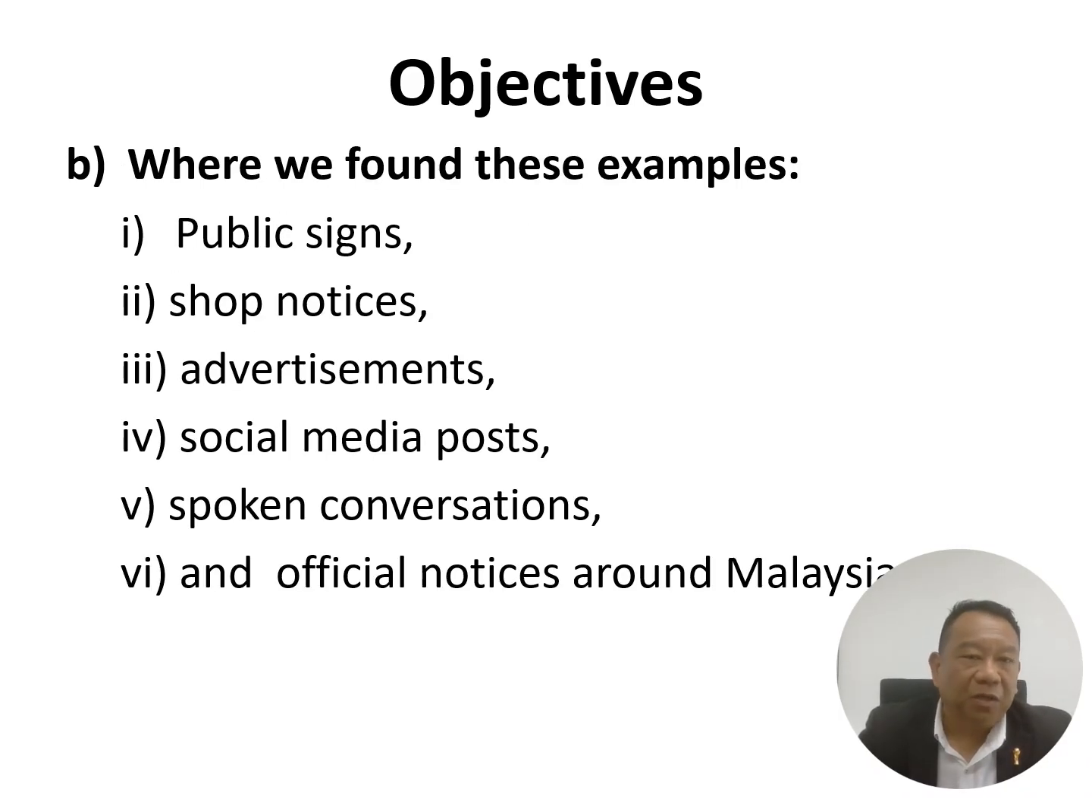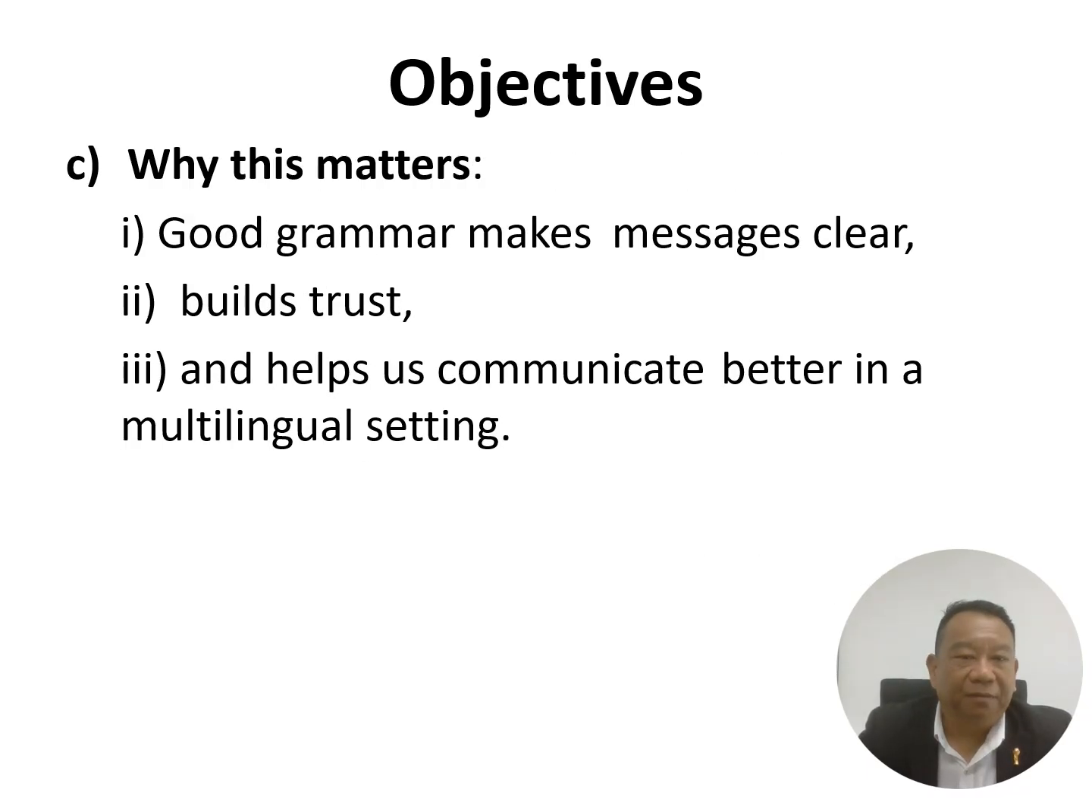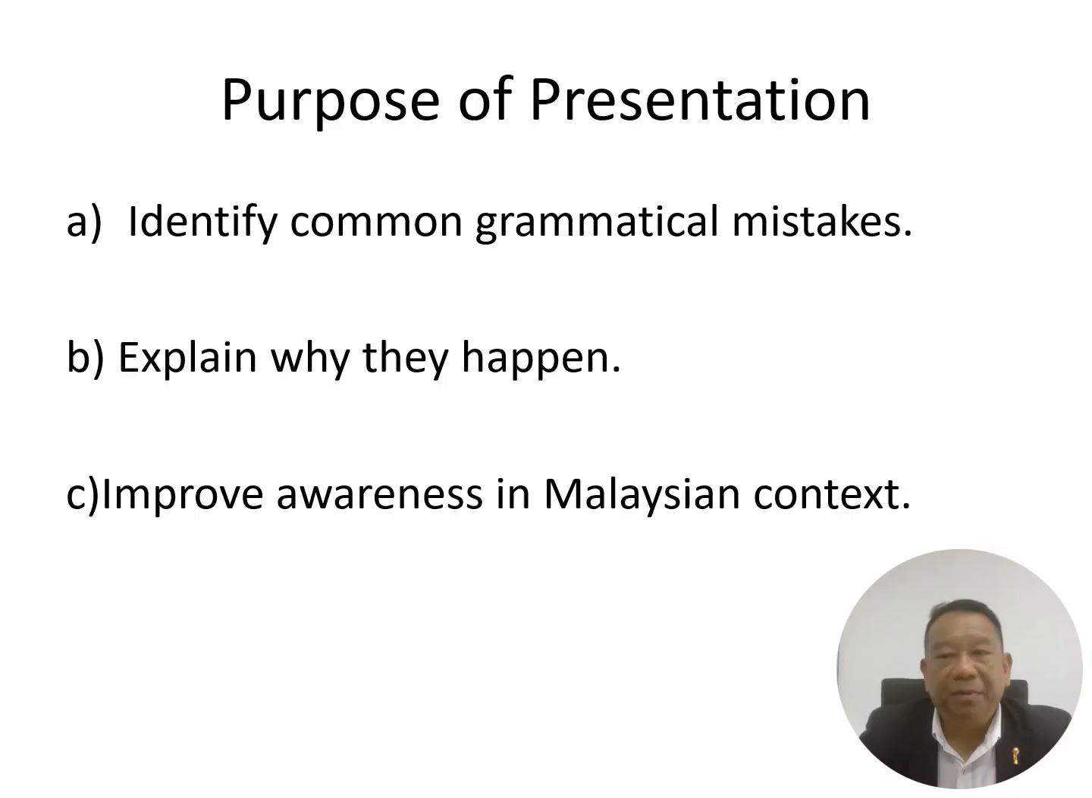The second objective is where we found these examples. We normally found them in public signs, shop notices, advertisements, social media posters, spoken conversation, and official notices around Malaysia. And the third objective is why this matters. Good grammar makes the message clear, builds trust, and helps us to communicate better in a multilingual setting. The purpose of this presentation is to identify common grammatical mistakes, explain why they happen, and improve awareness in the Malaysian context.